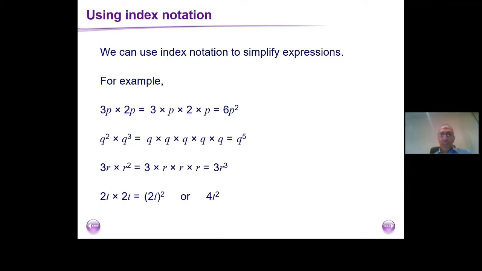So you can also use index notation to simplify expressions. So in this case, you're multiplying 3p by 2p. So it's 3 times 2 is 6, and p times p is p to the power of 2. Again, if you're multiplying q to the power of 2 by q to the power of 3, it's like saying q times itself 5 times, and it'll be q to the power of 5.